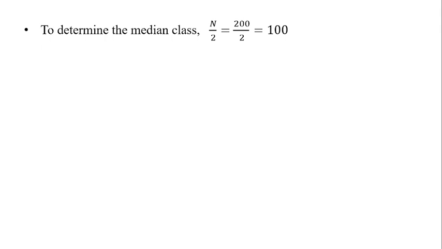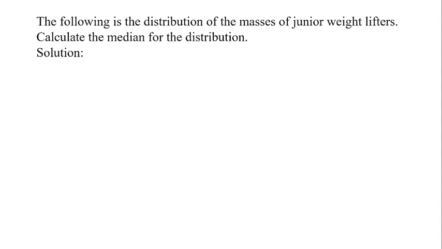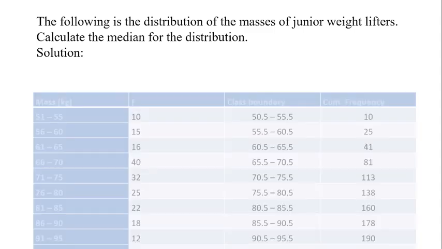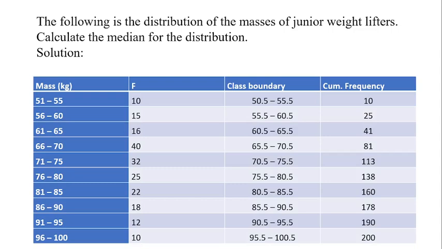Let's go back to the table again. The median class is 66 to 70, and the cumulative frequency before that class is 41. So that is our CF. And then the frequency of the median class, that is FM, is 32. So we now put all those values into the formula, and then we get our median.